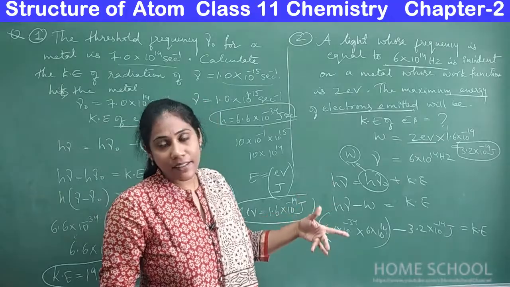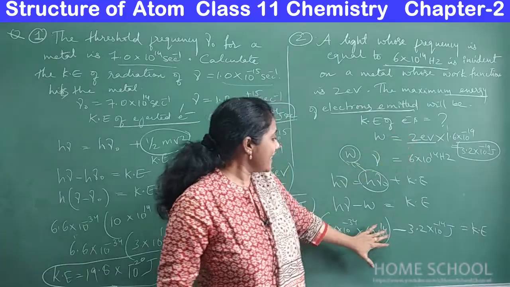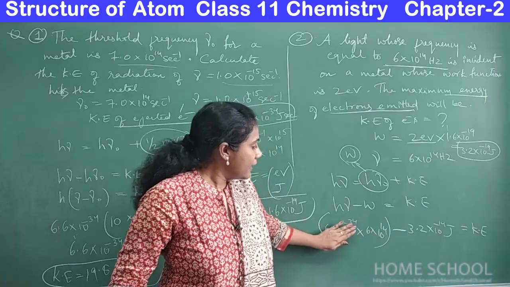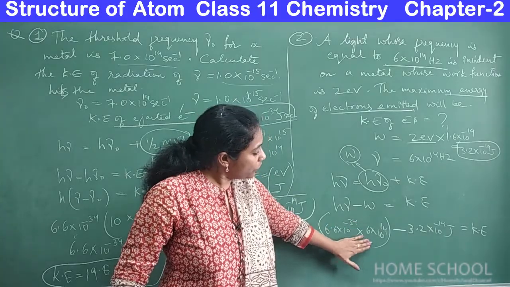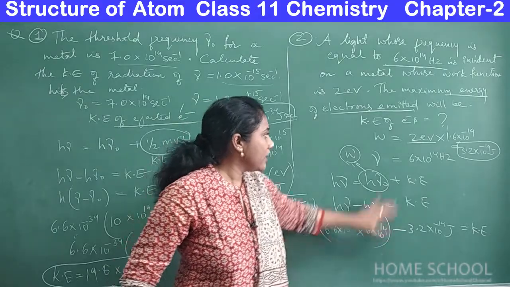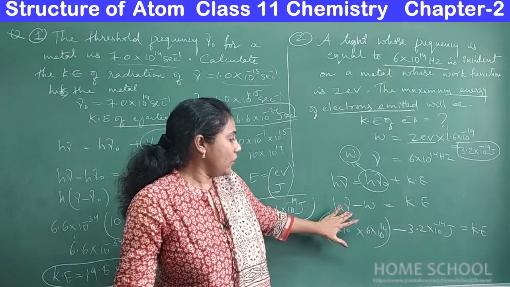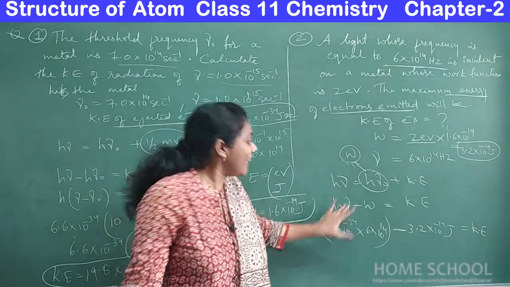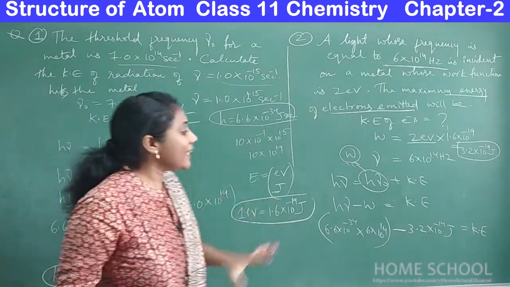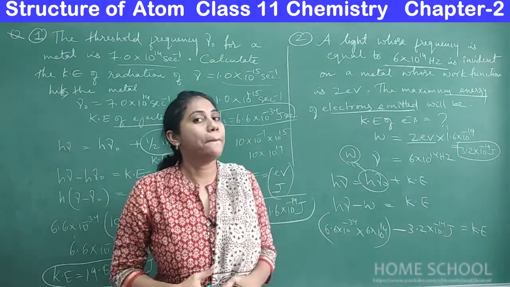Say if they ask for your answer in electron volt, then this value you take as it is, and this value, h nu, you calculate separately. You will get your answer in joules, which you convert to electron volt. So if they are asking for the answer in electron volt, take the W value as it is. Now h nu on calculating gives the value in joules, which you convert to electron volt. The conversion factor is this. So you have to be careful in which units they are asking for the answer, especially for competitive exams.